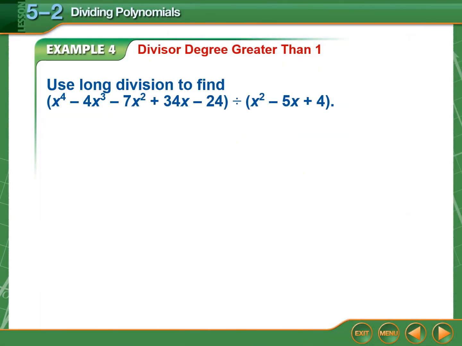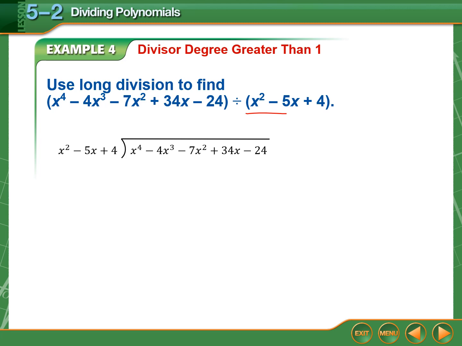Okay, so we have a divisor with degree greater than 1. Let's talk about what that means. Degree greater than 1 means an exponent greater than 1: the highest exponent we're dividing by is greater than 1. It's this x squared right here. Let me turn on my pen. We're going to work it the exact same way, the exact same long division problem.